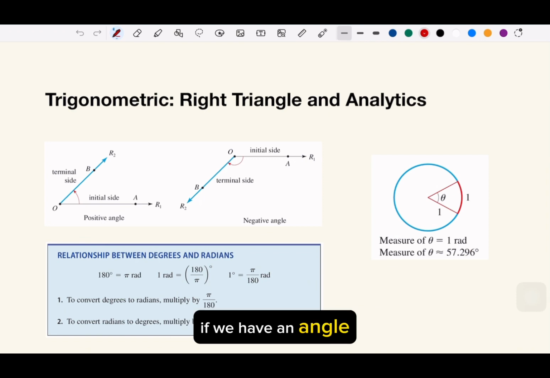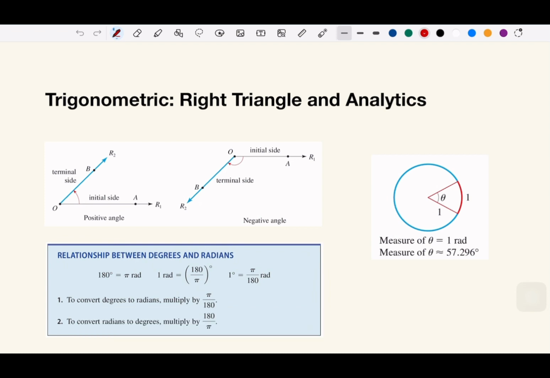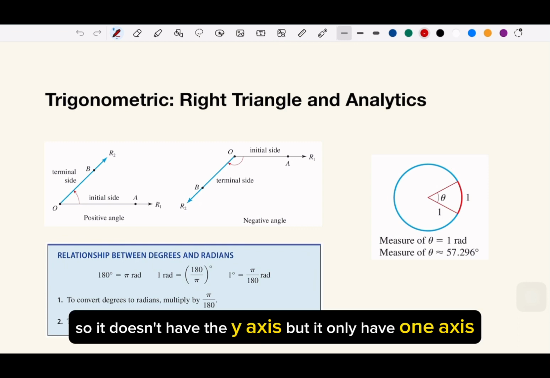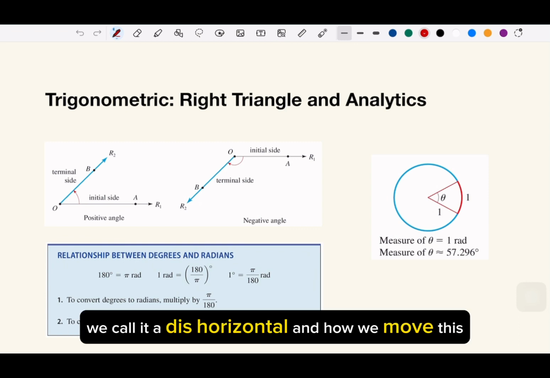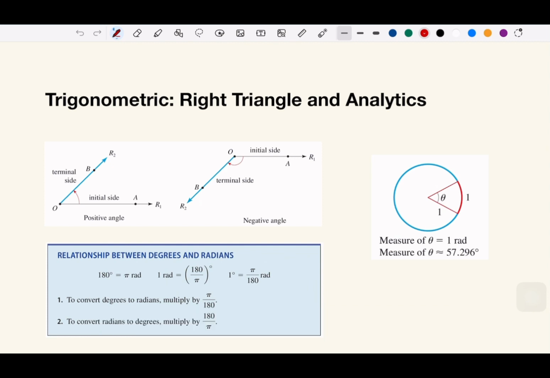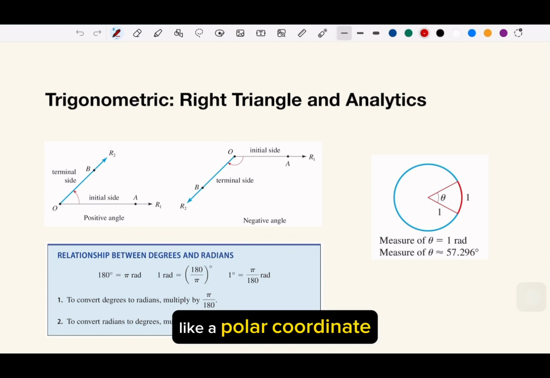if we have an angle, and we would like to state that in terms of a graph, we always start from what we call the polar axis. Okay? So it doesn't have the y-axis, so it only has one axis. We call it this horizontal one. And how we move this angle, or how we define the point within this approach, usually we say that this is a polar coordinate.